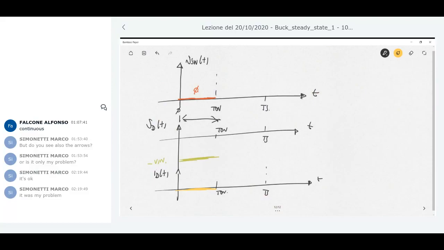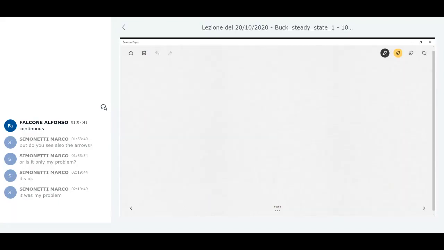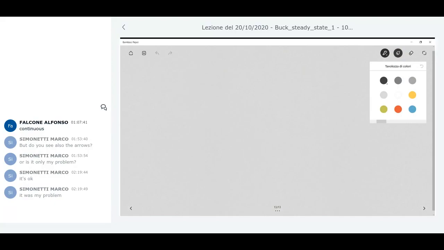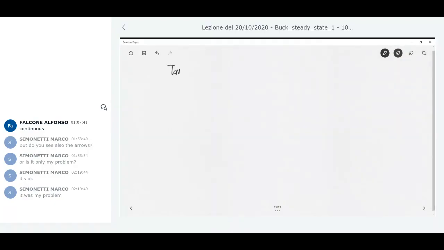Okay, so this happens up to the time T on. In that situation, the switch is commanded by the unary switching function to be off. So now starts a second phase, the phase number 2 in the switch network operation, and the phase number 2 happens from T on to Ts. The switch is off.